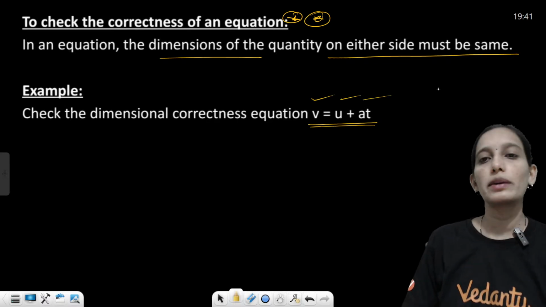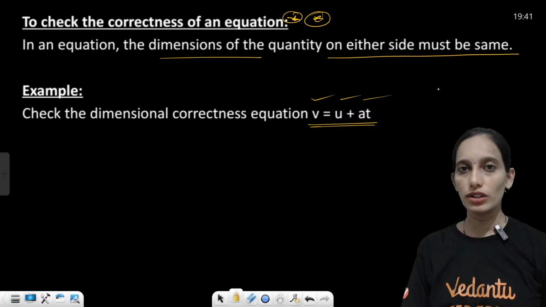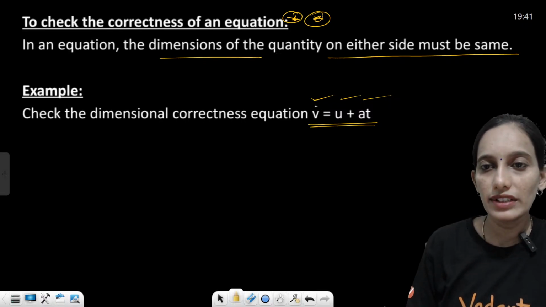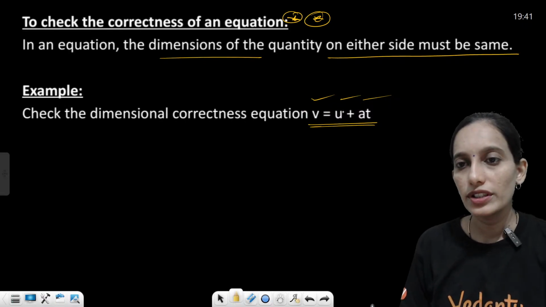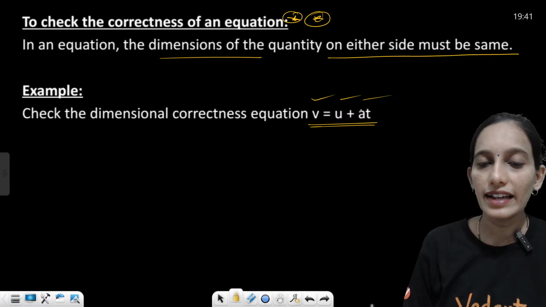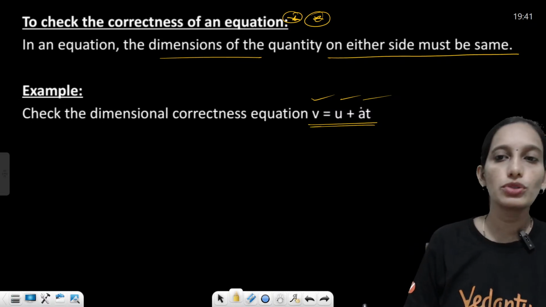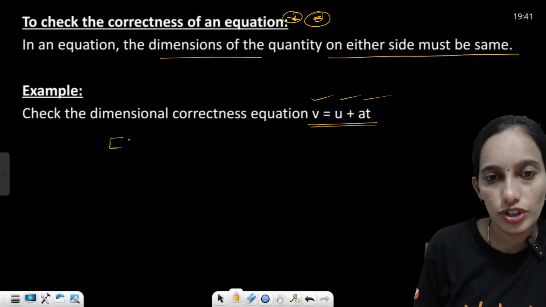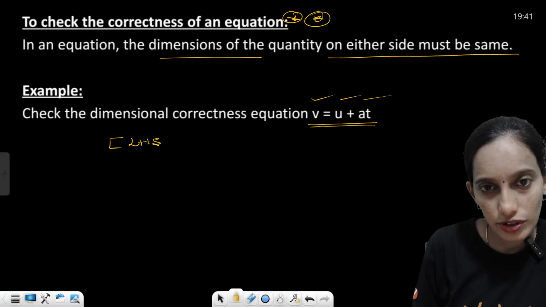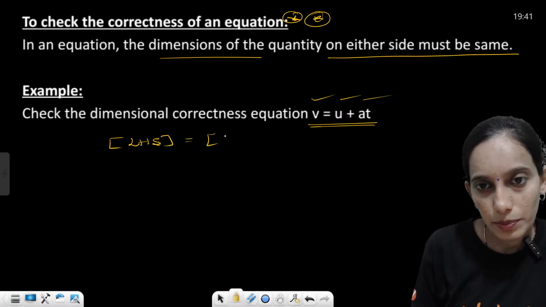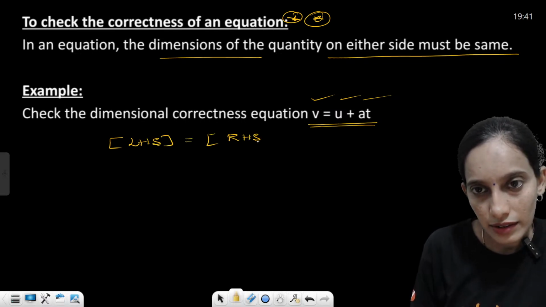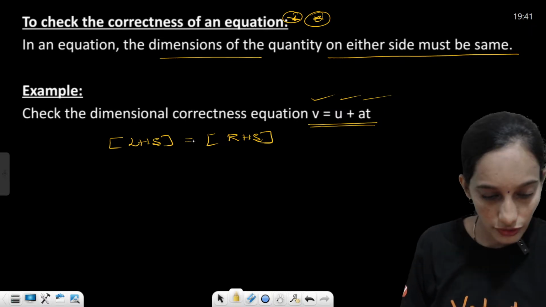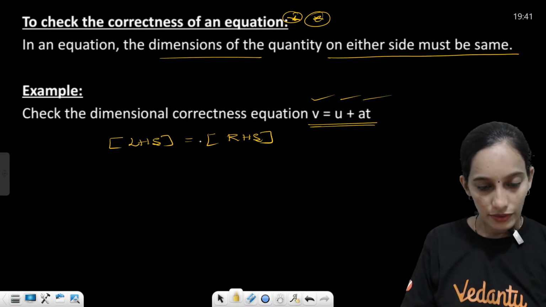v equals u plus at, the equation from your one dimensional motion, where v is the final velocity, u is the initial velocity, a is the acceleration, and t is the time. That's the usual notation, correct? So now let's write the dimensions. Our job is to check that the dimension of the left hand side must be the same as the dimension of the right hand side. That is one thing we have to check.